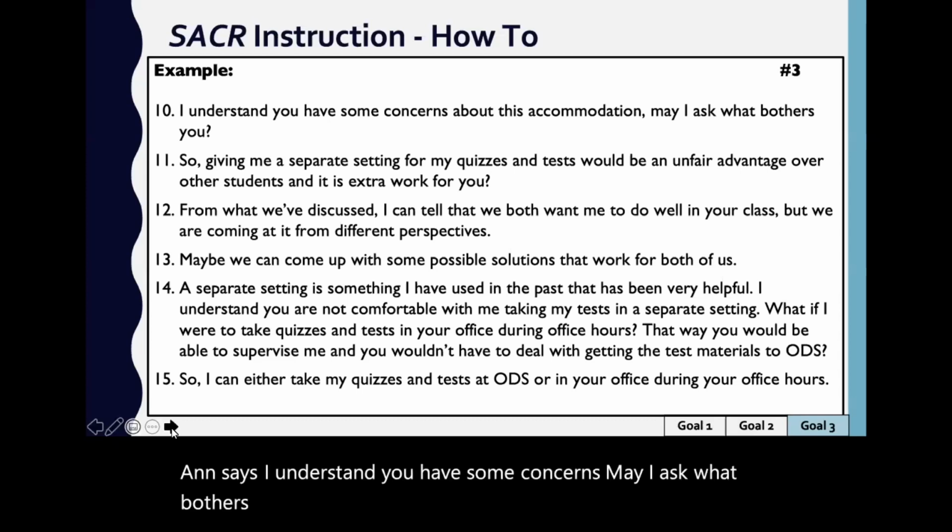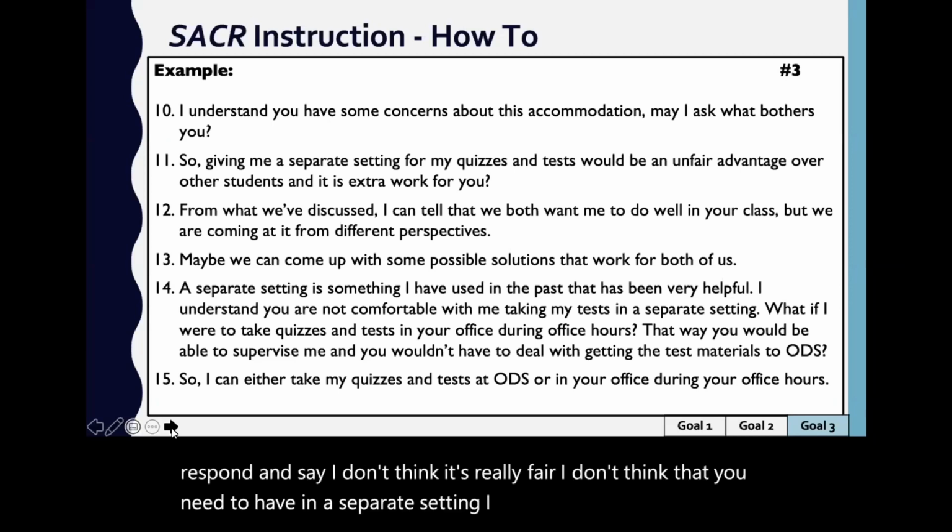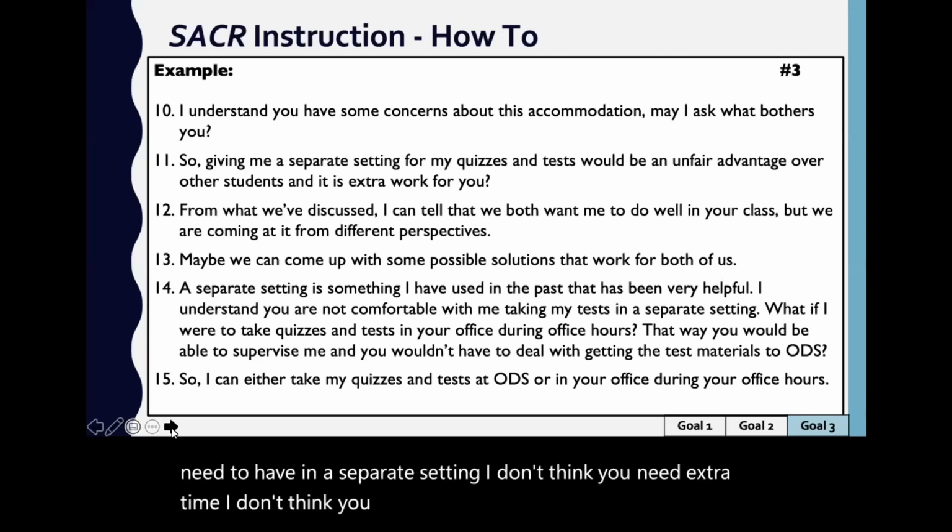So she's trying to sort of clarify what my issue is. And I respond and say, "I don't think it's really fair. I don't think that you need to have it in a separate setting. I don't think you need extra time. I don't think you need a note taker, whatever it is. I think it's an unfair advantage."